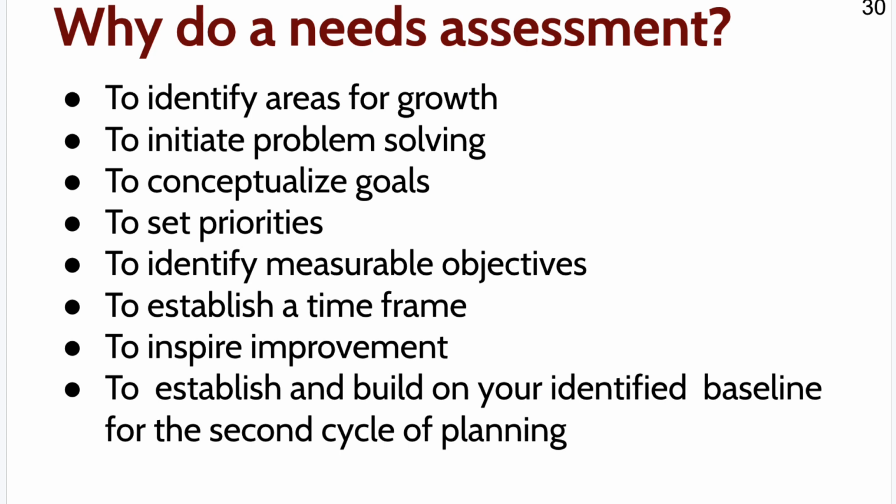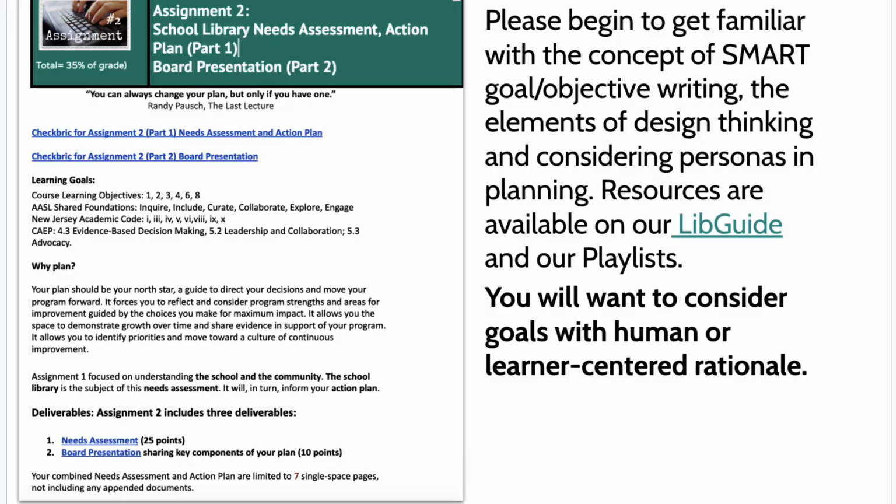We're going to conceptualize formal goals and set priorities, establish ways to measure our progress within a time frame. We're going to inspire improvement in our building. This is one area in which a librarian can start actual change and lead in their buildings. And we're going to be building on that baseline I mentioned earlier for the second cycle of planning.